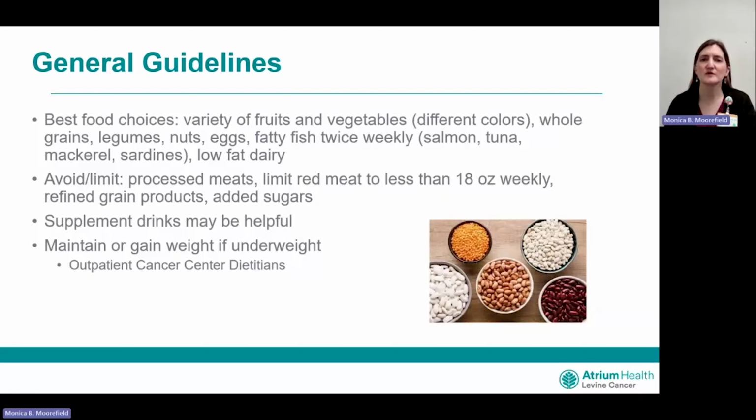Also, if you're inpatient and you want to talk to a dietitian because you're struggling with eating or maintaining or gaining weight, then I or whoever, whatever floor you're on, the dietitian can talk to you. Or if you're outpatient, we have cancer center dietitians that can also talk to you. Just let your doctor know about that.